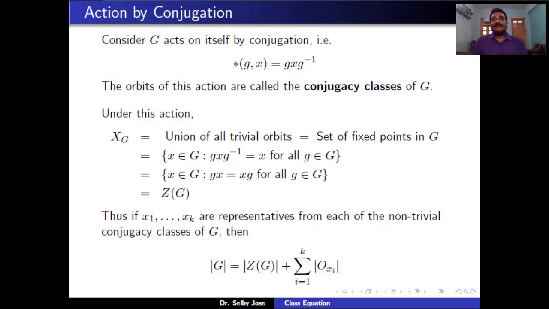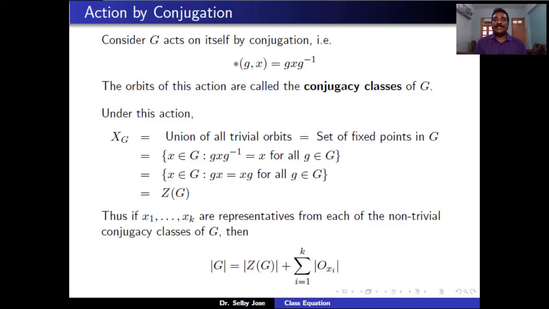So now onwards, we assume a special case, the group action by conjugation. That means G acts on G by conjugation, which means the star is defined as star of g comma x is equal to gxg inverse. The orbits of this action are called the conjugacy classes of G. Under this action, X^G is equal to the union of all trivial orbits. That means X^G is the set of all fixed points in G. That means X^G is equal to the set of x in G such that gxg inverse is equal to x for all g belonging to G. Or X^G is equal to the set of all x in G such that gx is equal to xg for all g belonging to G, which is the same as the center of G.